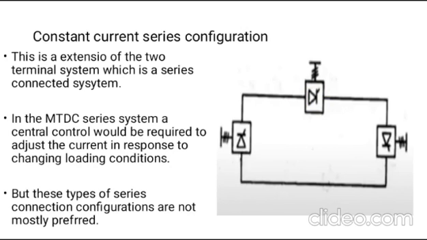In the MTDC series system, a central control would be required to adjust the current in response to changing load conditions. Due to changing load conditions, there should be a central control system to adjust the current. But these types of series connection configurations are not mostly preferred. Mostly, everyone prefers to go with the parallel configuration.